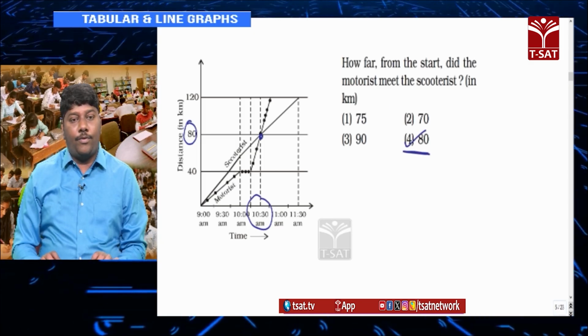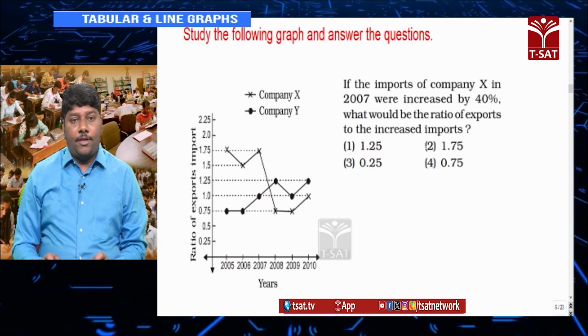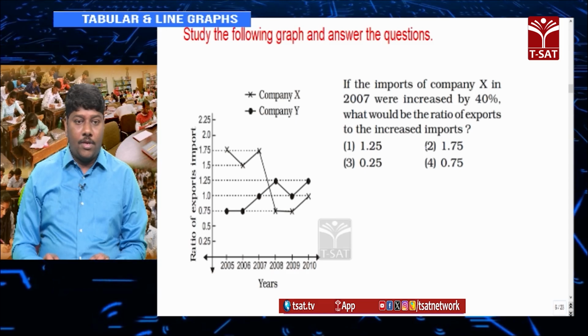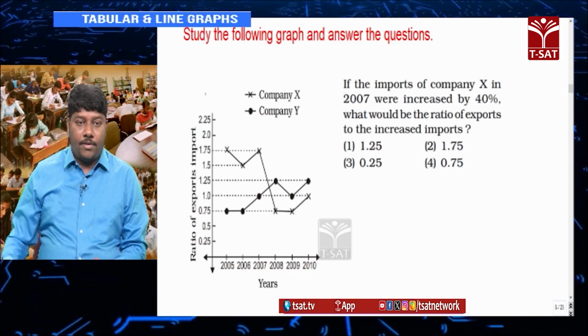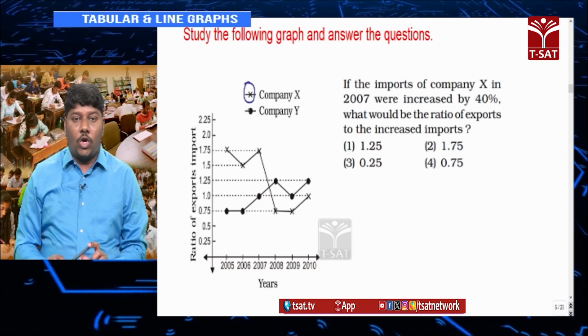This graph was actually very simple to understand, the line graph. Study the following graph and answer the question. Look at the graph carefully. Company X is represented by cross. Company Y is represented by dot.